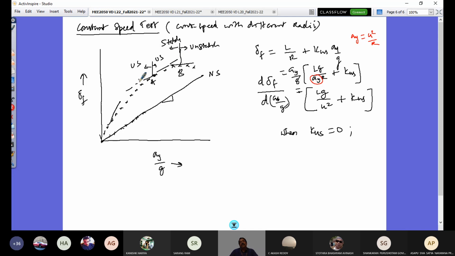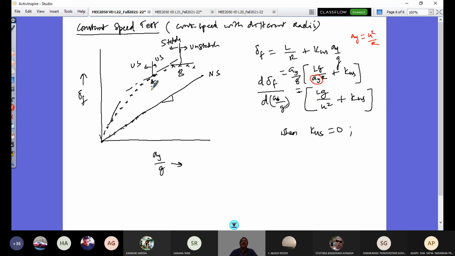So how is this test conducted? The vehicle enters with constant speed on different radii test tracks, and every time the lateral acceleration and the corresponding steering angle is measured and plotted. And that variation is going to vary in a non-linear way. Delta F is not linear like this. It's linear only for a neutral steer vehicle where KUS is 0.